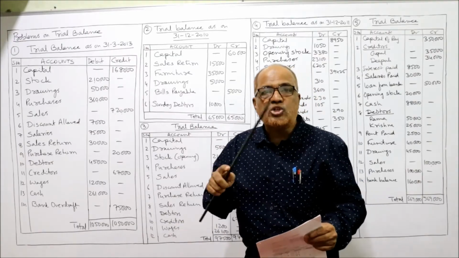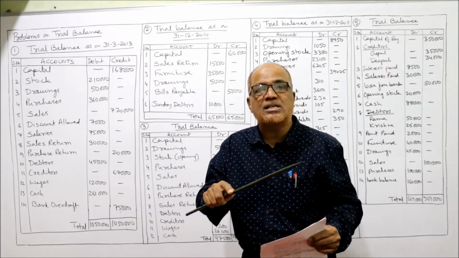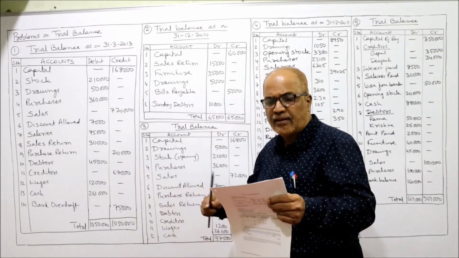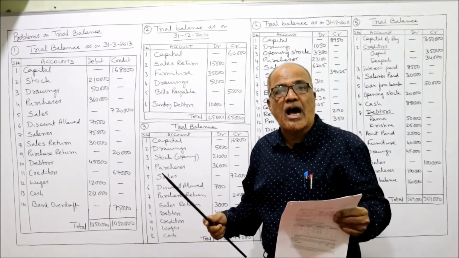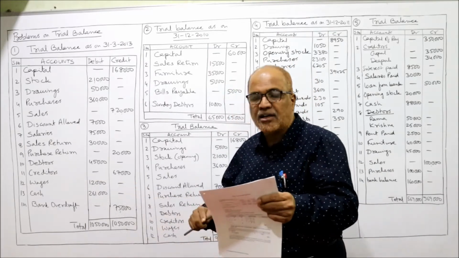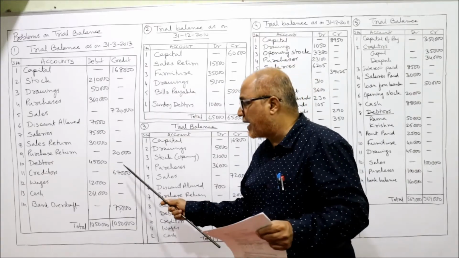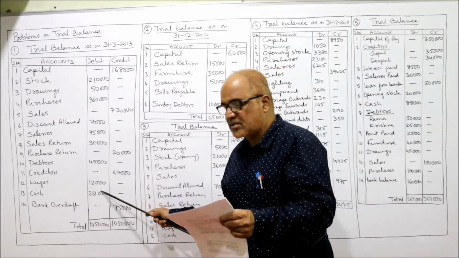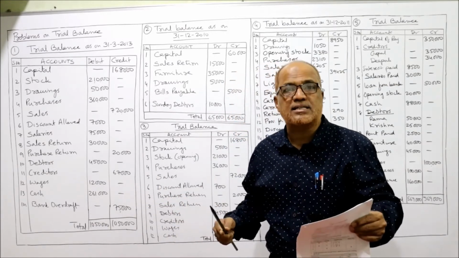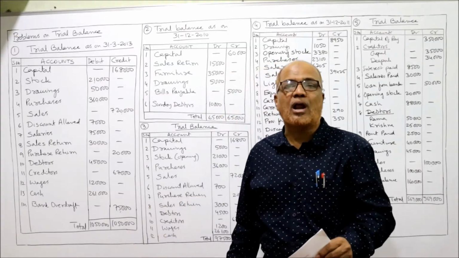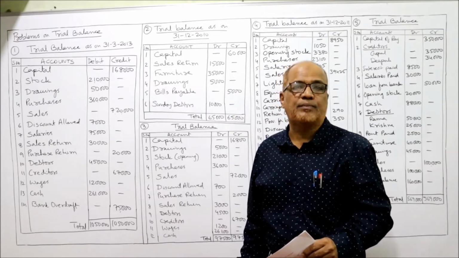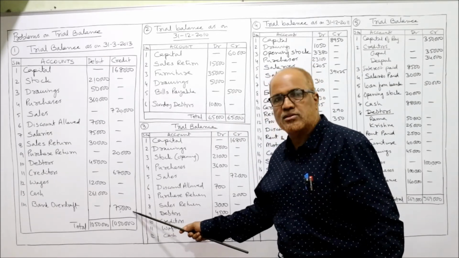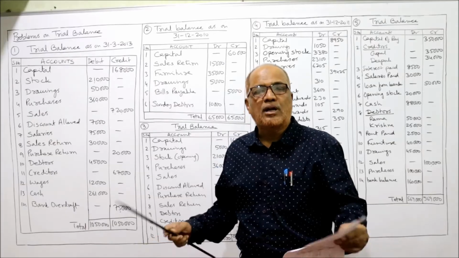Purchase return. Purchases will show debit balance, purchase return will show credit balance. So purchase return, credit side. Next comes debtors. Debtors are assets, debit balance. Creditors are liabilities, credit balance. Then we take wages. Wages are expenses, so debit balance. Then cash. Cash is an asset, debit balance. Bank overdraft is a liability. It's a bank loan, so it's a liability, credit balance. So 75,000 credit balance.